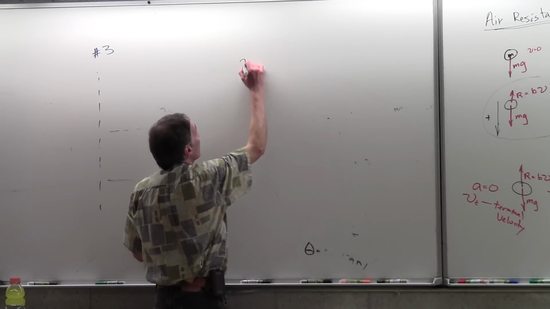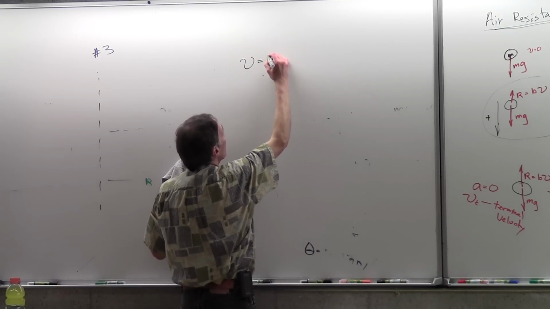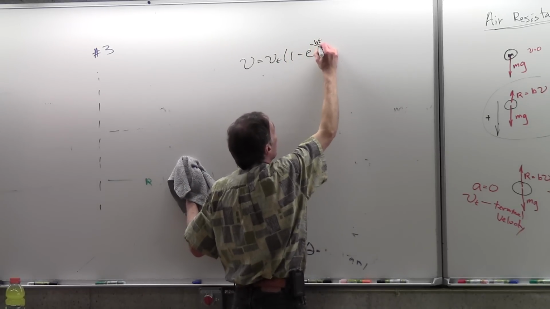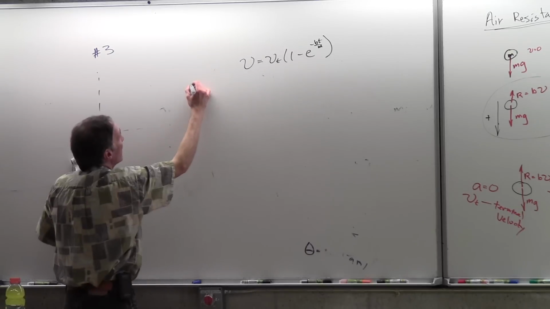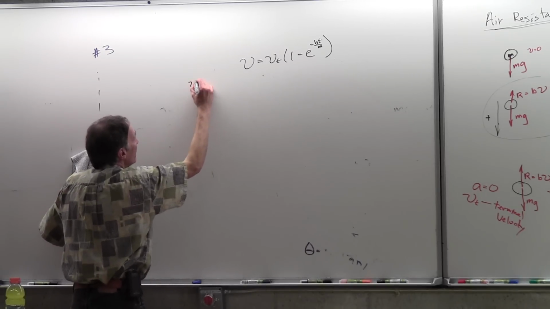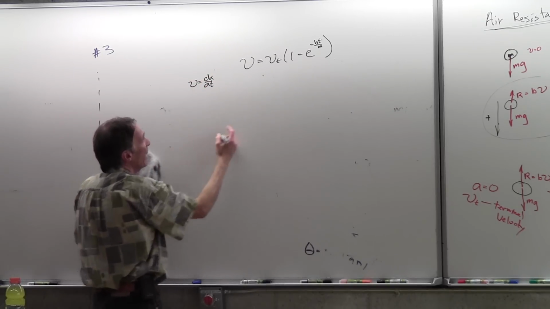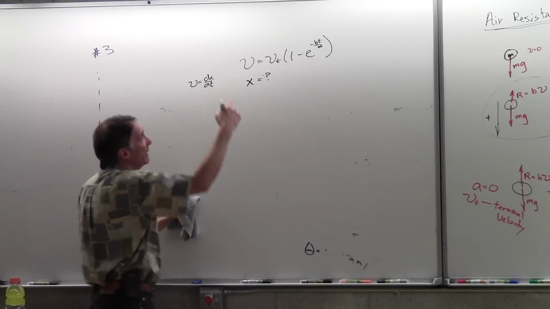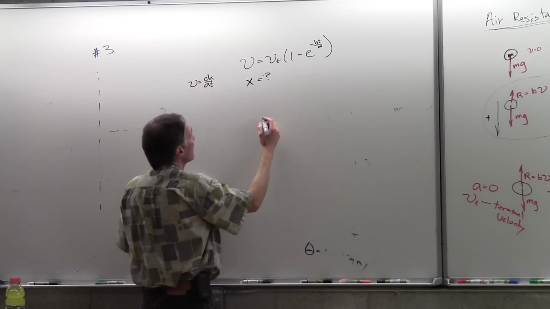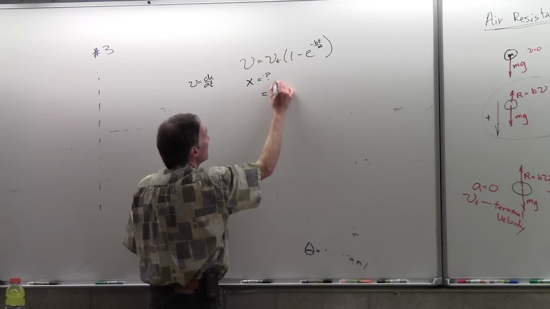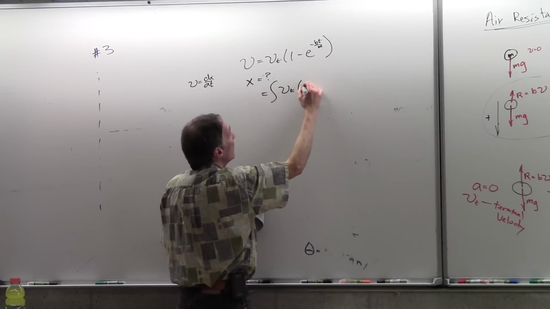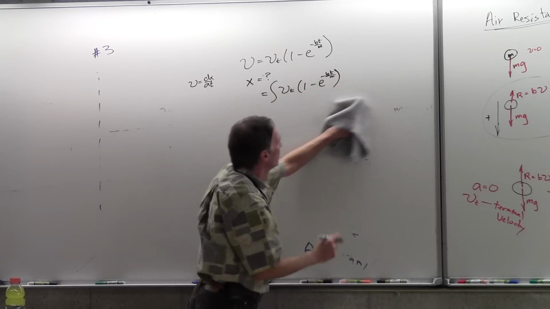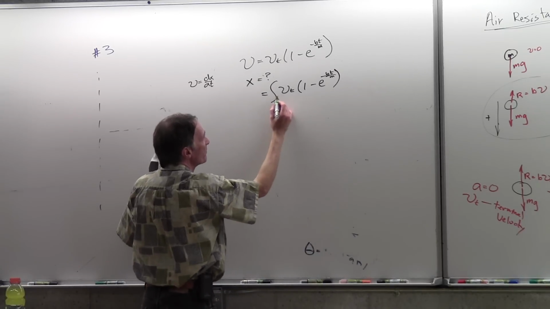Again, the velocity as a function of time is the terminal velocity times 1 minus e to the minus bt over m. And we know that v is equal to dx/dt. So if I want to get x as a function of time, I can integrate this. I want to integrate vt times 1 minus e to the minus bt over m. Let's do it as an indefinite integral just to illustrate how this works.